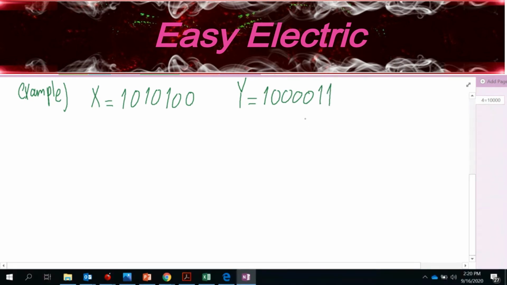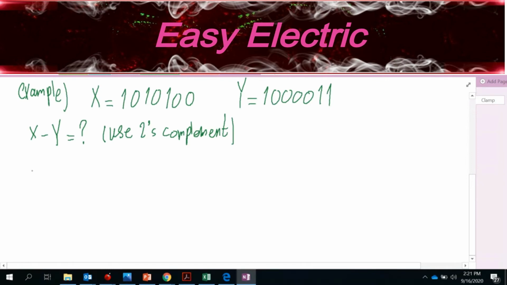Okay. So the question is, calculate x minus y by using the 2 complement. So x minus y is the question, and we just want to use 2 complements to get that. So we exactly know, you just need to follow what we learned in our last class.